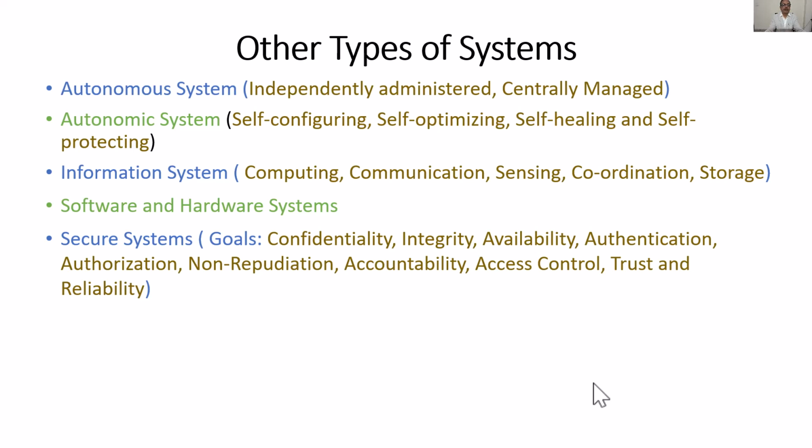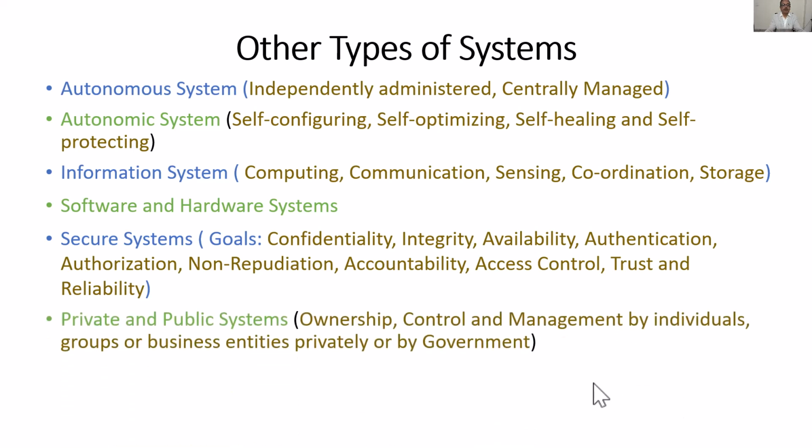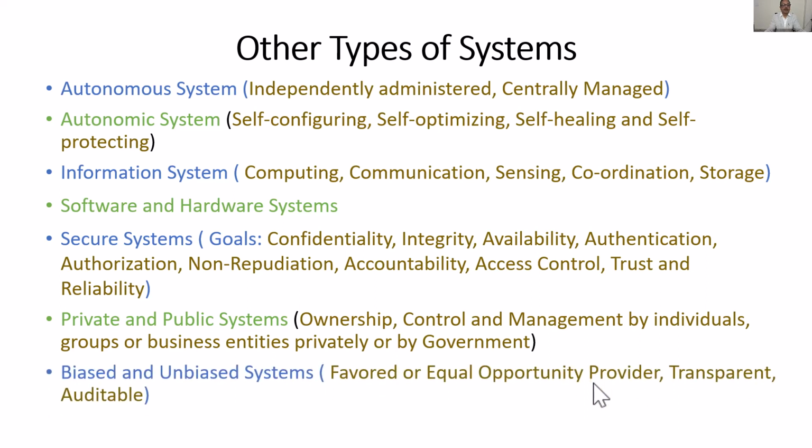Private and public systems: ownership, control, and management by individuals or groups or business entities in a private manner. On the other hand, public systems are governed by the government or its entities. Biased and unbiased systems: if some are favored or there is no equal opportunity given, then they are biased. Otherwise, they are unbiased, where transparency and auditability are important factors.